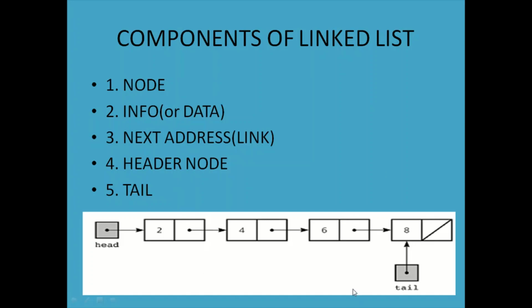Right? And since this is the last node, this is called the tail. And the tail will not have any address of the next node, whereas all the previous nodes have addresses. You can just look at the first node, which is called the head node. The head node does not contain any data, but it contains the address of the first node. So these are the components of a linked list.